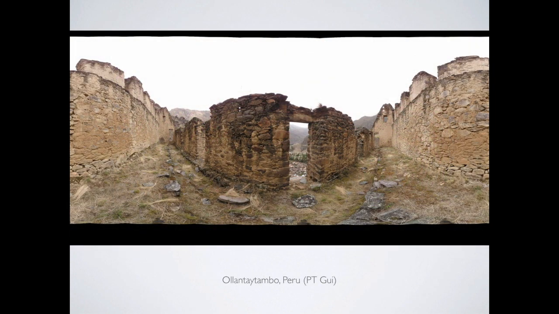So this was in Ollantaytambo, and in this particular example, we're inside this little grain house or storehouse of some kind. And so all the walls that we're seeing that appear curved in this unrolled image are straight. So this was a rectangle when I shot it.